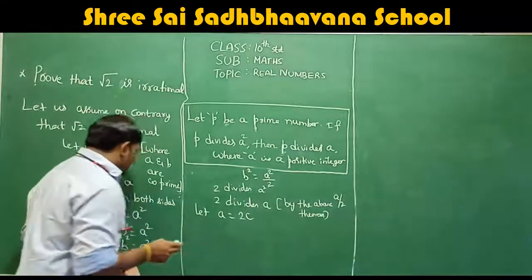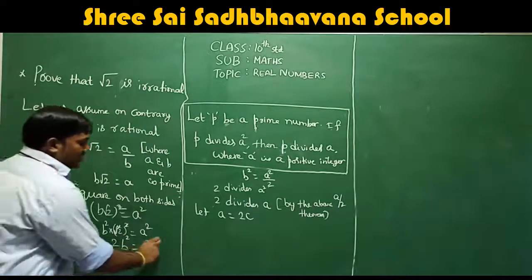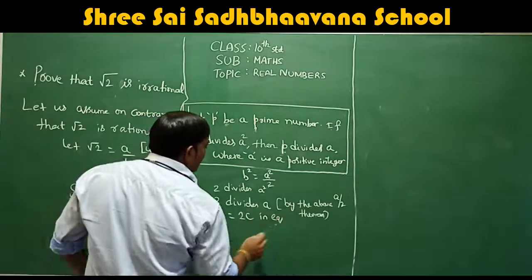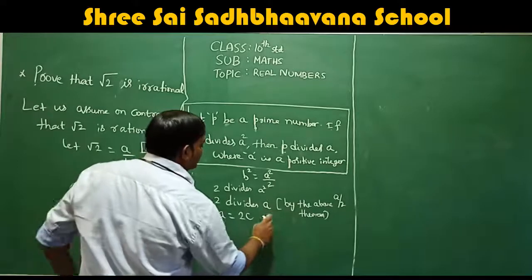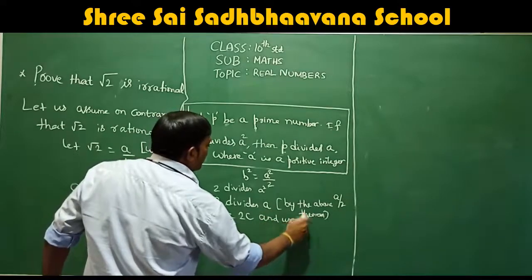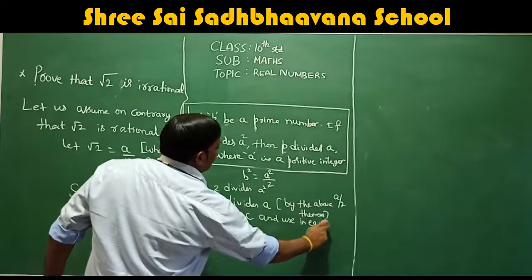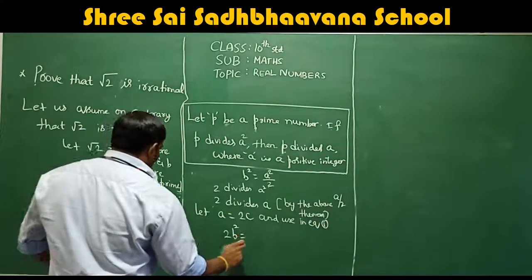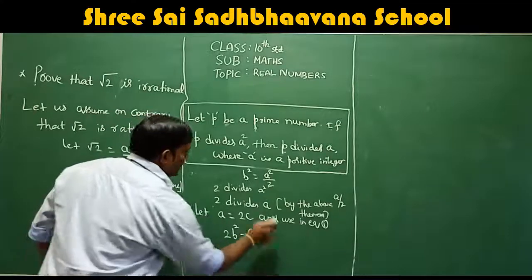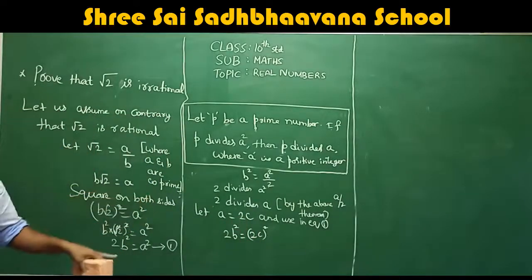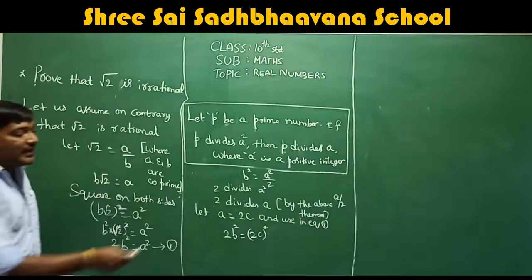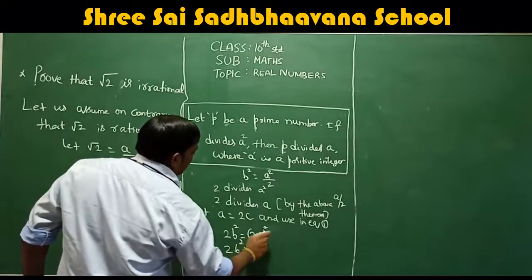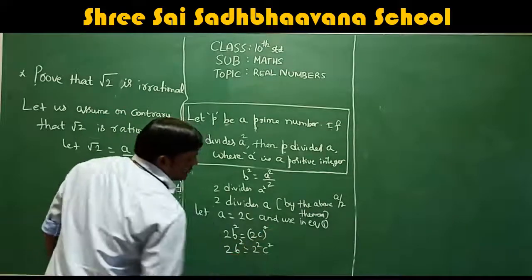So, you just substitute the 2c. Take this as equation 1. Let a is equal to 2c and use it in equation 1. So, what do you get? If you substitute, 2b square is equal to, in the place of a, I am writing 2c. Guys, carefully listen. In the place of a, I substituted 2c. So 2c square. So 2b square is equal to 2 square into c square.